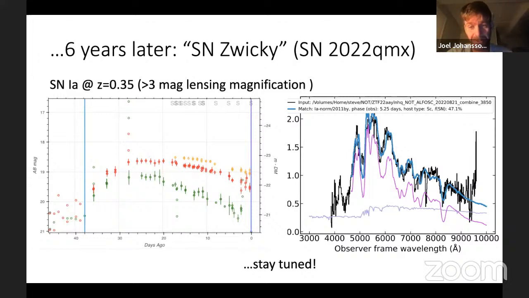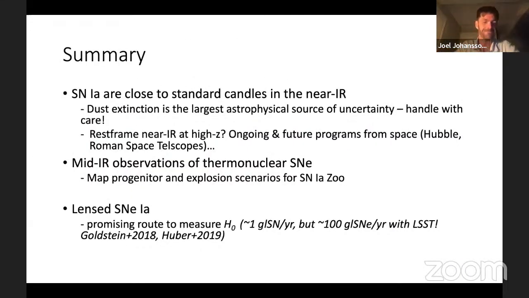To be honest, we're still trying to understand what's going on, but it's definitely a type 1a supernova at redshift 0.35, and it's magnified by more than 3 magnitudes of lensing amplification. So this has stirred a lot of excitement in the field. If you want, you can stay tuned for any upcoming results.